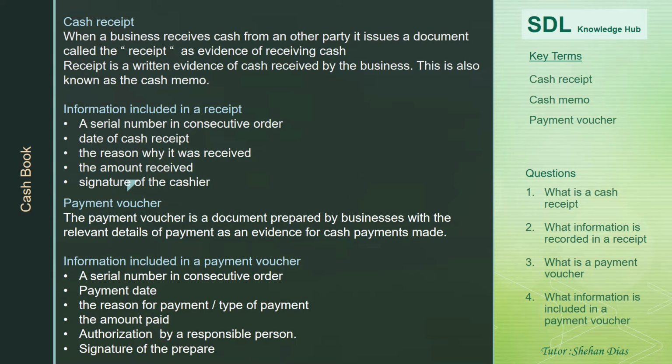Cash receipt. So what is a cash receipt? It's a document issued by the organization as evidence for receiving money. So this is also sometimes called a cash memo. So in a receipt, what kind of information is included? You have a serial number that is in consecutive order, then the date of the receipt, the reason for receiving the cash, the amount received, and the signature of the issuer or the cashier.